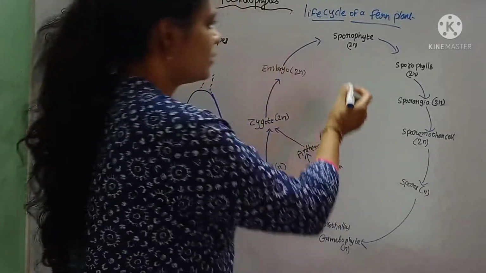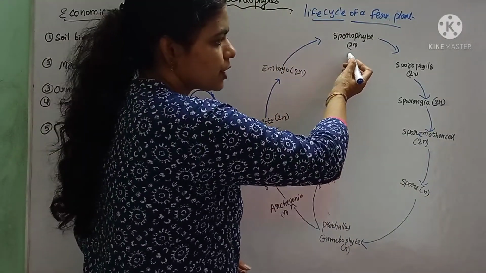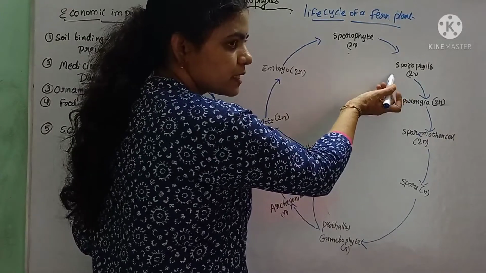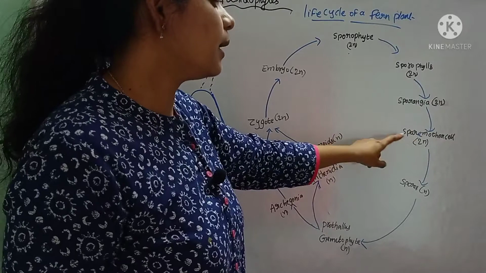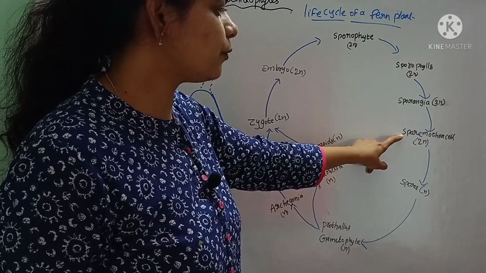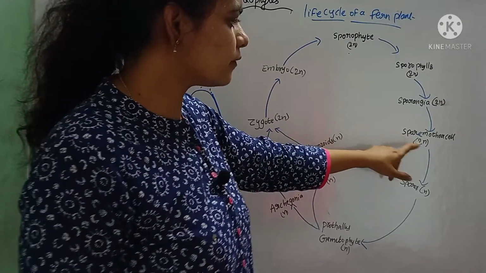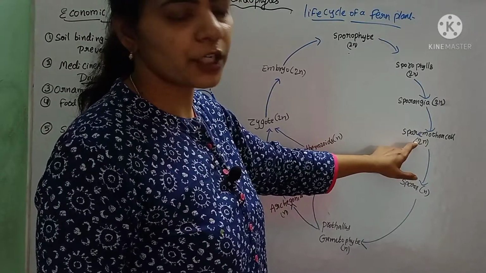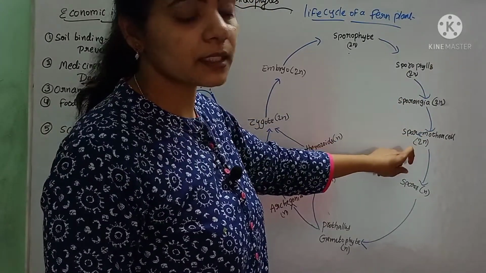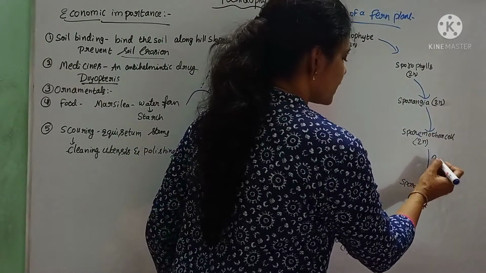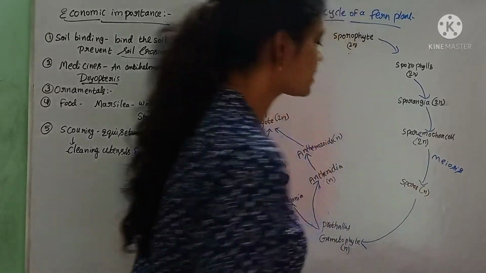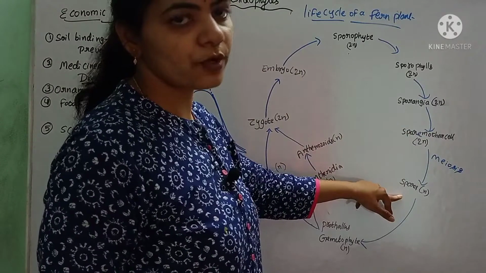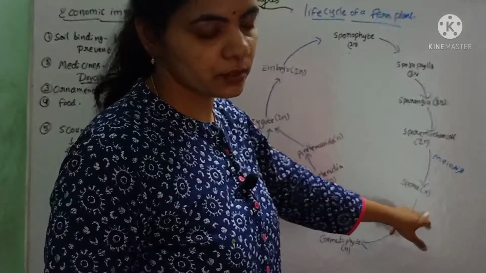Here, see, the sporophyte is in diploid condition. The leaves or sporophylls are in diploid condition. Sporangia are in diploid condition. Inside, the spore mother cell, what will happen? The spore mother cell is also in diploid condition only. Inside the spore mother cell, meiosis, or reductional division, takes place, and that develops spores which are in haploid condition.